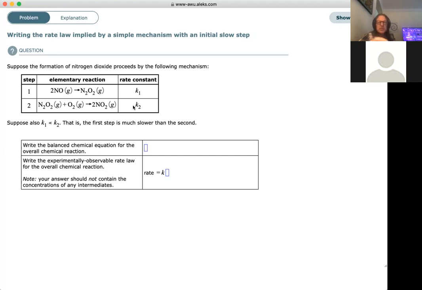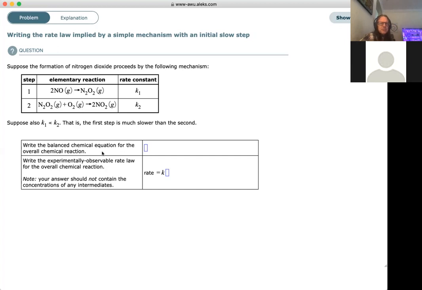Usually one step involves breaking bonds and another step involves forming bonds. Breaking bonds requires energy, it's slow. Forming bonds releases energy, it's fast. So usually you do have one fast, one slow, or one slow, one fast, okay?